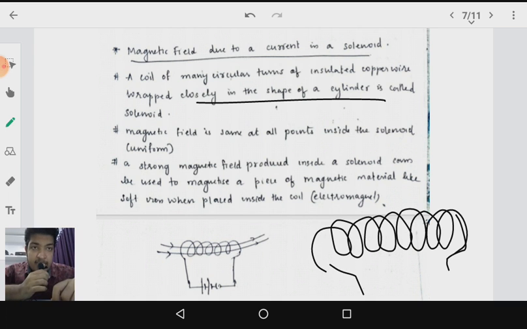Now the magnetic field is the same at all points inside the solenoid. If I take a point over here or over here or over here, the magnetic field is going to be the same at every single point inside the solenoid. A strong magnetic field produced inside a solenoid can be used to magnetize a piece of magnetic material like soft iron when placed inside the coil. That means the magnetic field is the same inside every point of the solenoid.